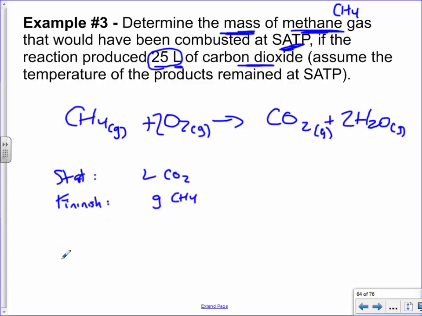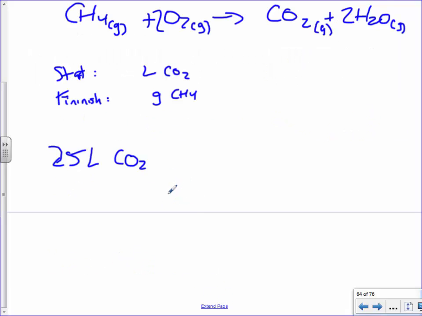So I'm going to start out by writing 25 liters of CO2. I don't want to work with CO2 anymore. I'm getting kind of tired of that. So let's put CO2 on the bottom, because we don't want to know about CO2. The question asked us to find out information about CH4.